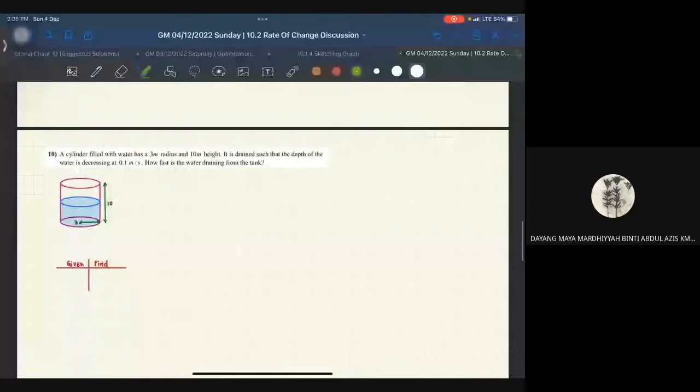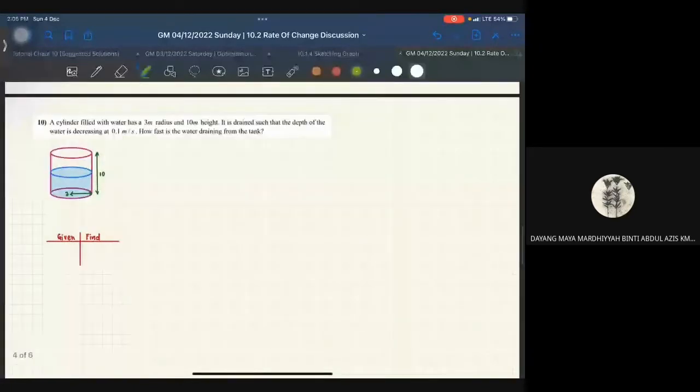Okay, so let's read the question together. So dia kata dekat situ, a cylinder filled with water has a 3 meter radius and 10 meter height. Okay, so saya dah lukiskan the cylinder dekat awak. Okay, and then we have the radius 3 meter with height of 10 meter. This one. Okay, and then dia kata dalam the cylinder tu ada air. Okay, originally there's water inside the cylinder.